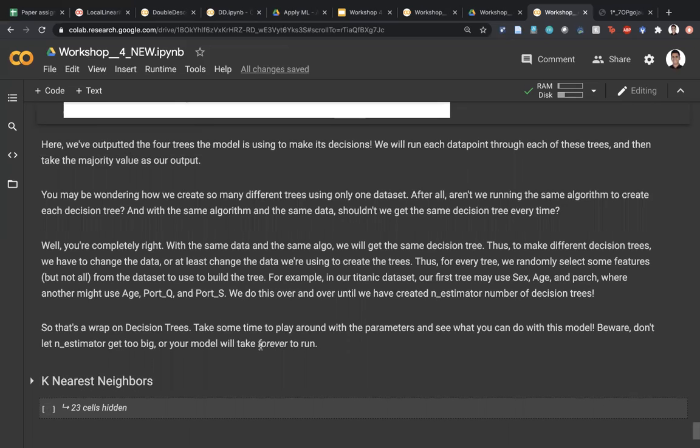So yeah, that's pretty much all we had to say about decision trees. In the interest of time, maybe we'll do K nearest neighbors next workshop.